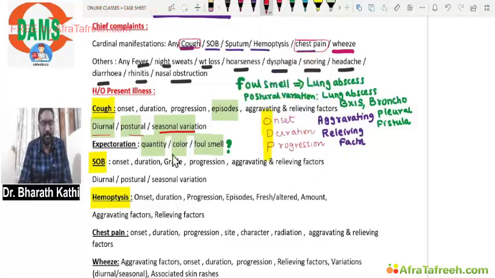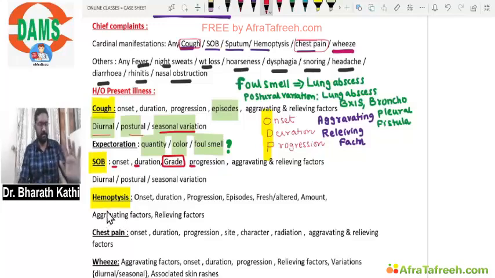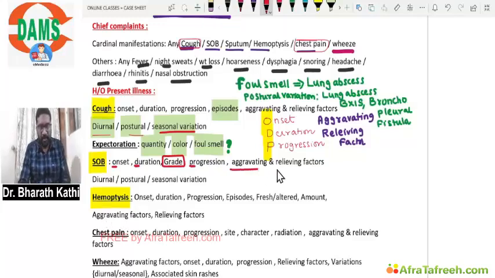Then coming to shortness of breath, again ODP, onset, duration, progression. But for shortness of breath, progression is given by grading. So what is this grading system? I will let you know in detail. And what are the aggravating and relieving factors? Again, diurnal variation, postural variation.